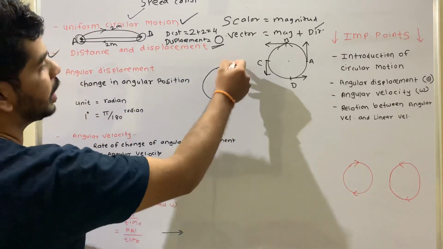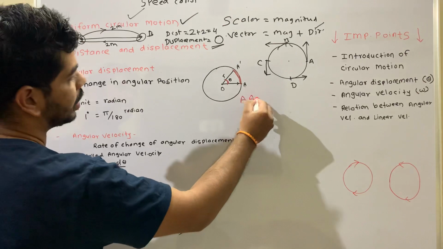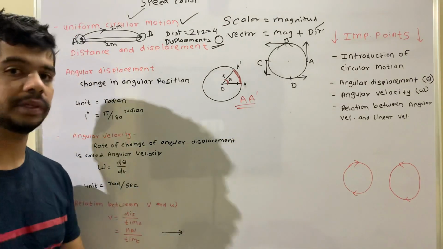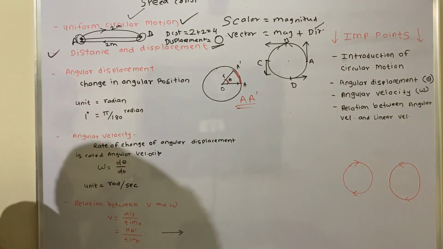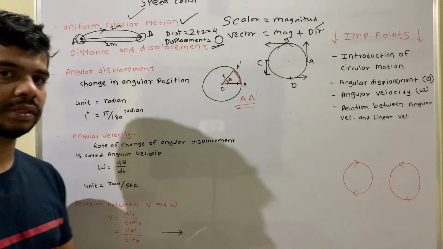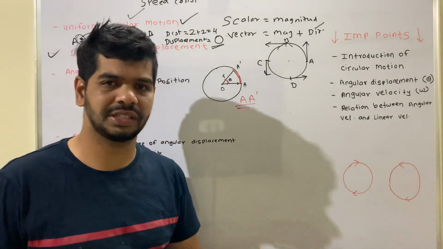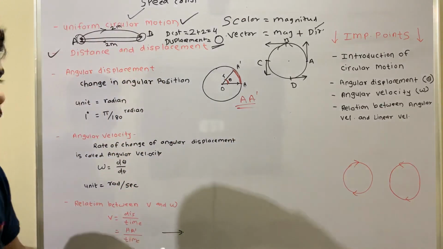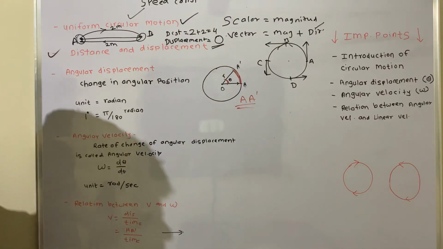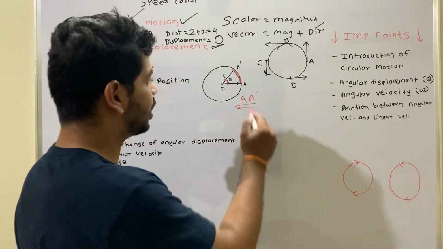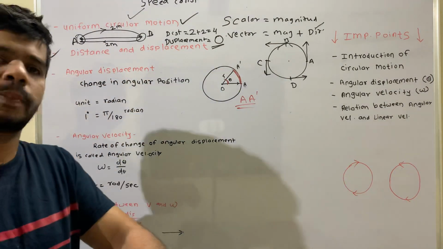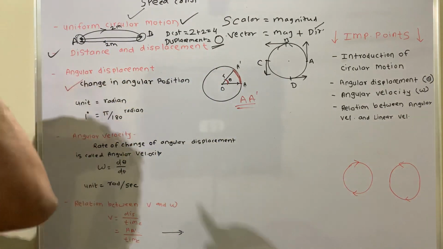So this is A dash. This is the angular displacement. So no need to get confused about these things. I'm just giving you the basic things, not the concepts. You can say it's a basic thing. A dash, right? This is the angular displacement. That means change in angular position. We can call it angular displacement.